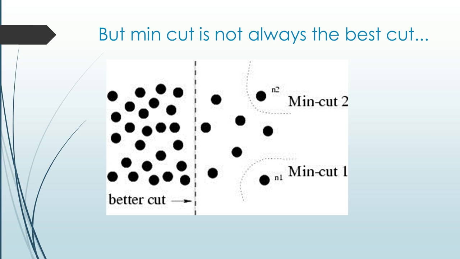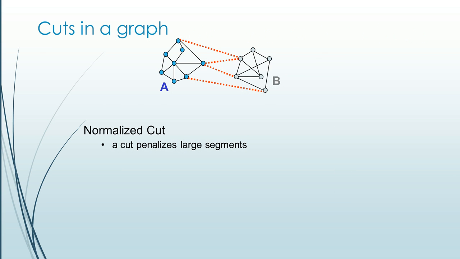However, this minimum cut is not always the best solution. Sometimes we have the same weights in different portions of the image, and they are not exactly the best cut to perform. So how can we fix this? Well, one way is to normalize the cut. That is, we penalize large segments by normalizing the size of the segments. So we need to cut only when we have a larger cluster that needs to be separated.